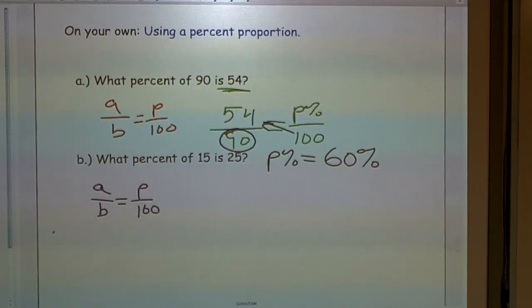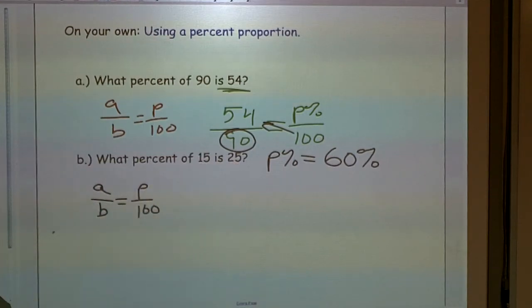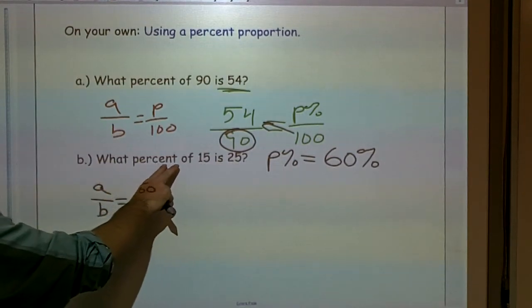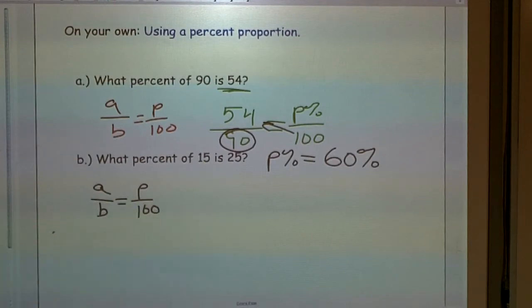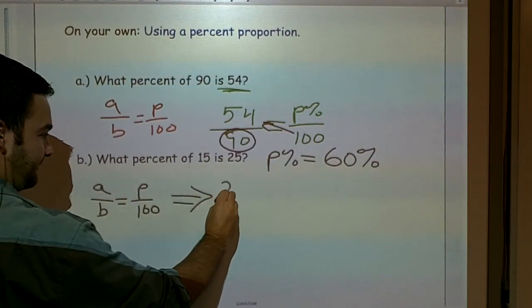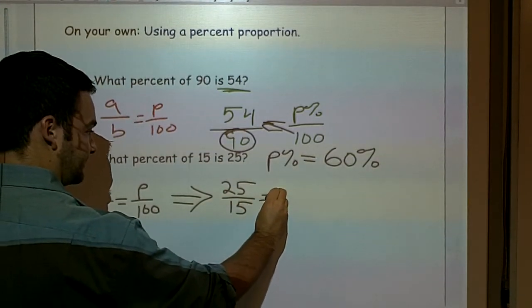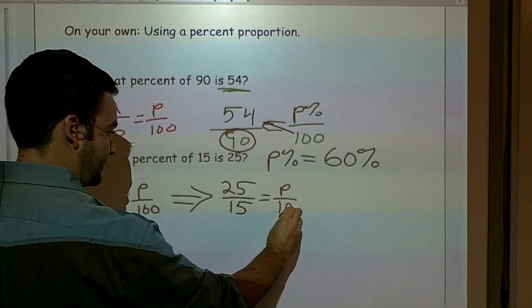This one could be a little goofier. In this case, our part is actually bigger than our whole. What percent of 15 is 25? So our part is actually bigger than our whole in this one. So we've got 25 over 15 is equal to P over 100.